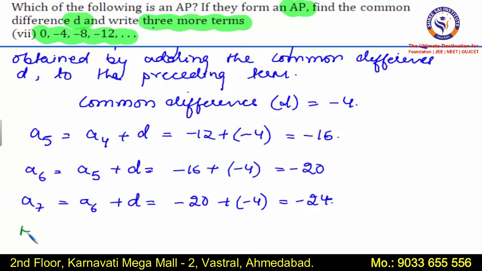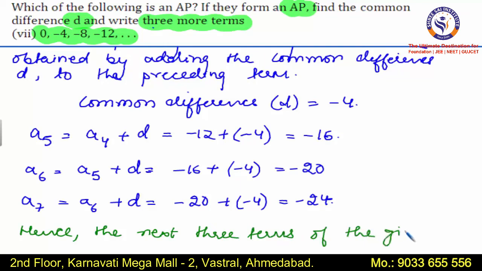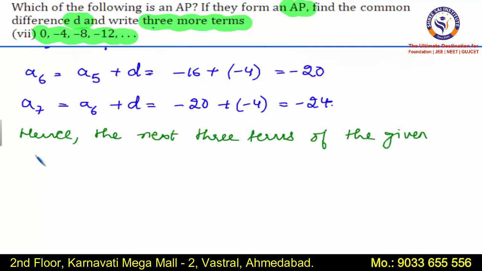Hence, the given list of numbers forms an AP, and the next three terms of the given AP are minus 16, minus 20 and minus 24. So this completes the solution.